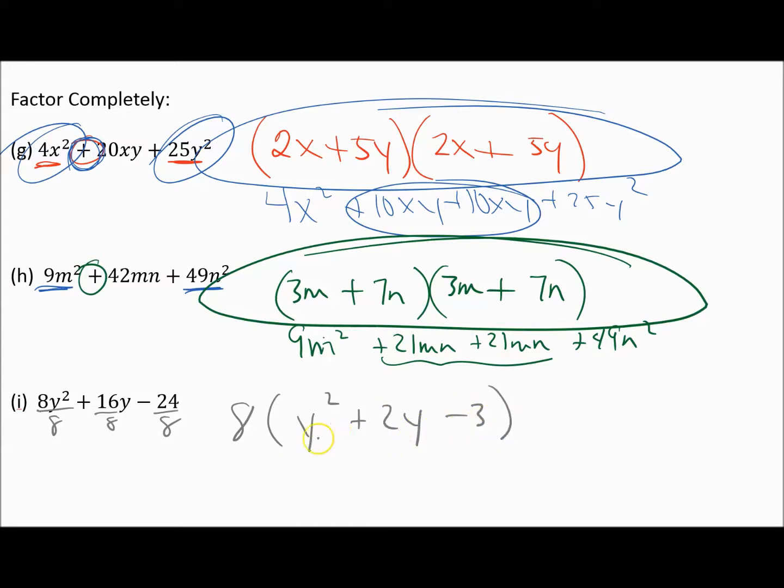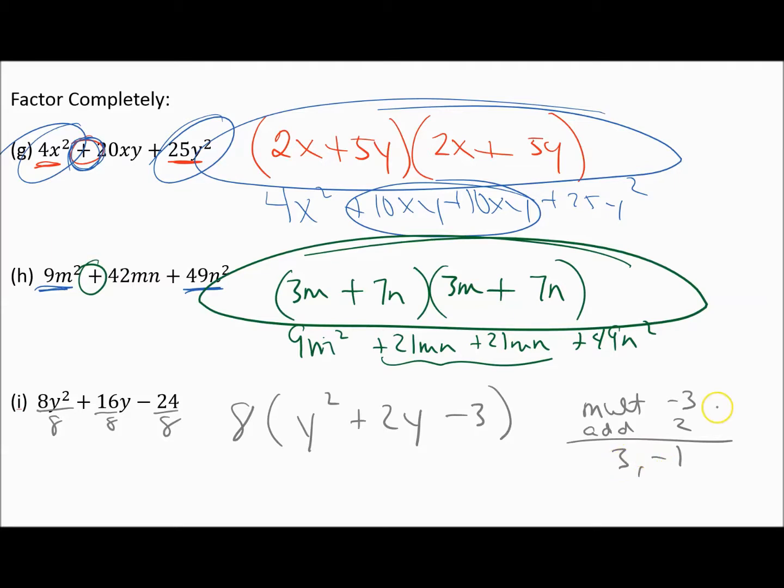But now we've got to see if this is factorable, what's in the parentheses. And it has a leading coefficient of 1, which is nice. So we're seeing if there are numbers that multiply to be negative 3 and add to be positive 2. And there are. A positive 3 and a negative 1 does that.